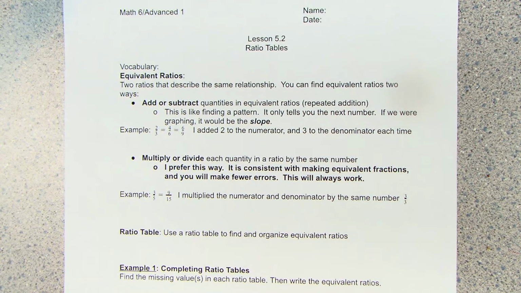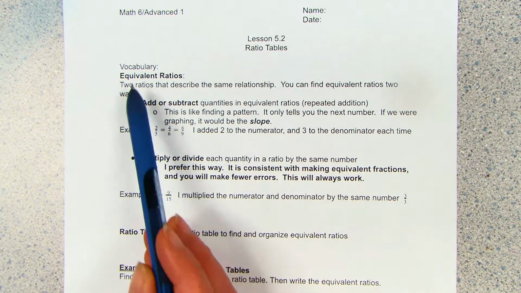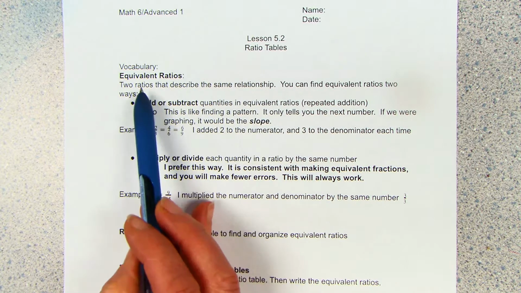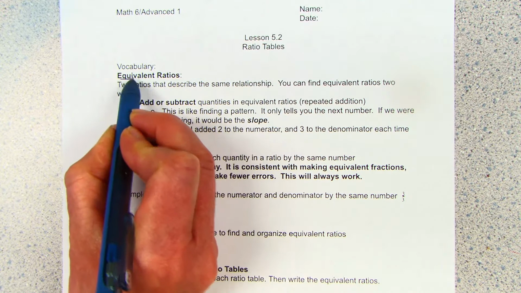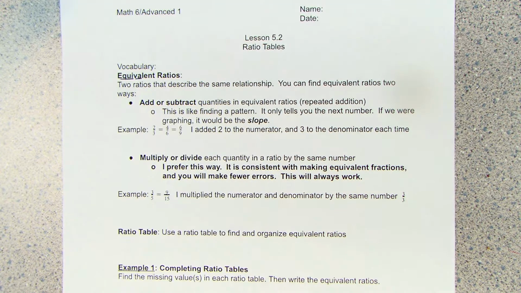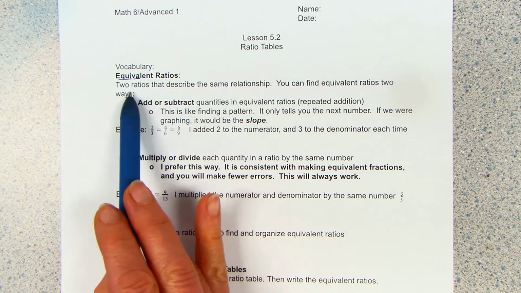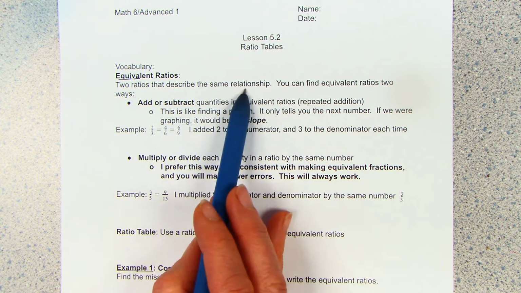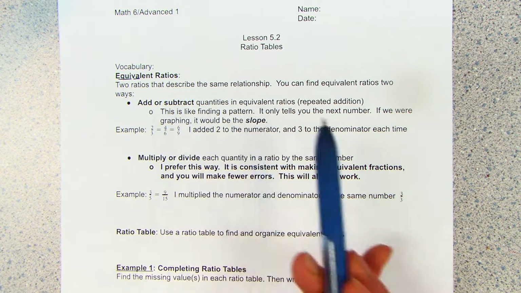These are the lesson 5.2 notes on ratio tables. In this section, we look at some new vocabulary. The first word is equivalent ratios. You can see the word equal in there and kind of like the word value. Equivalent ratios are two ratios that describe the same relationship. So they are two ratios that have equal values.